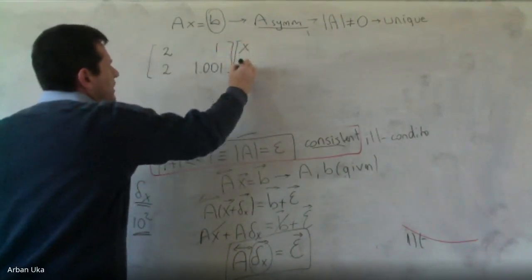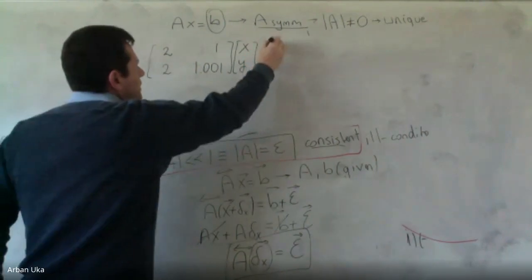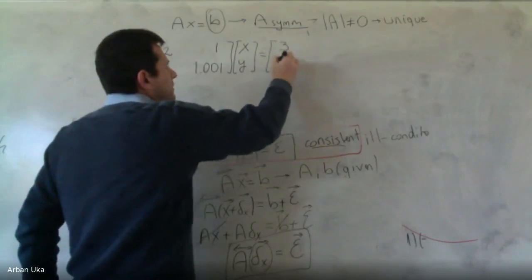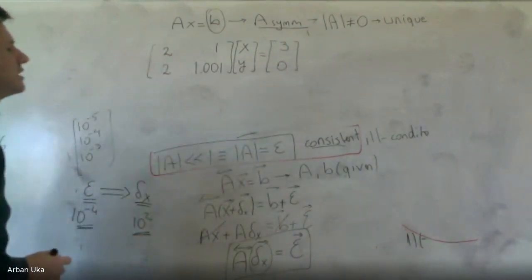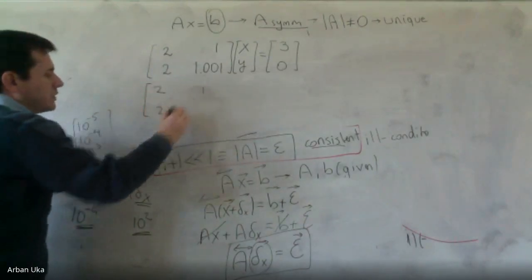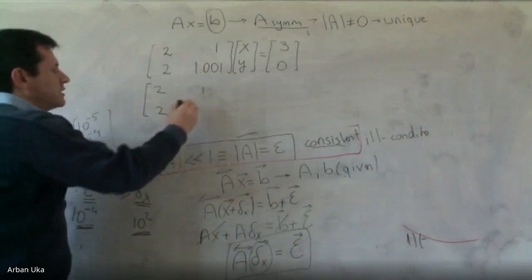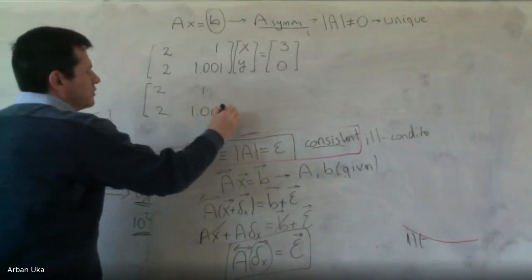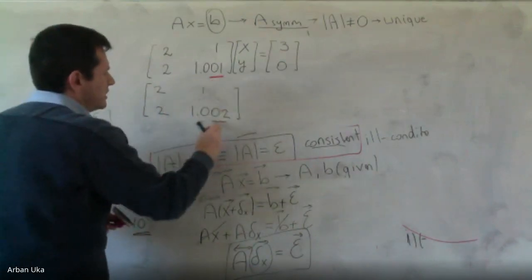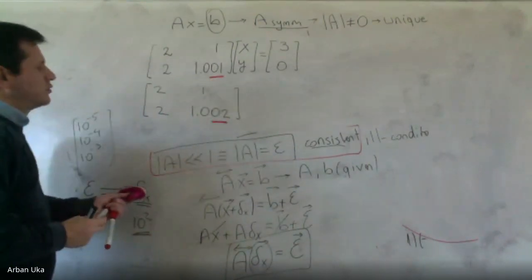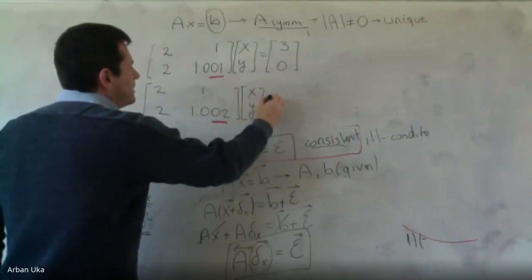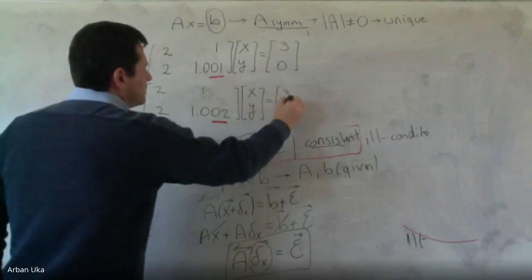This is x, y, and this is equal to 3, 0. So this is Ax = b, and here we have another system which is 2, 1, 1, 1.002. So let's change very little this number. Only one element in the 2 by 2 matrix, and this is times x, y again, and this is equal again to 3, 0.